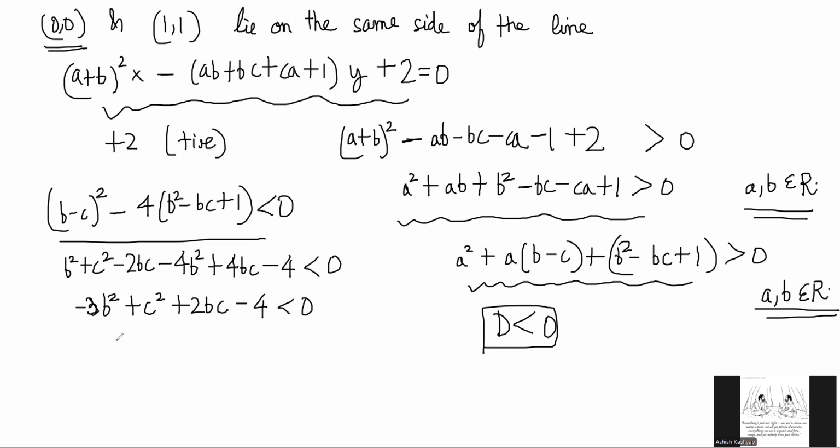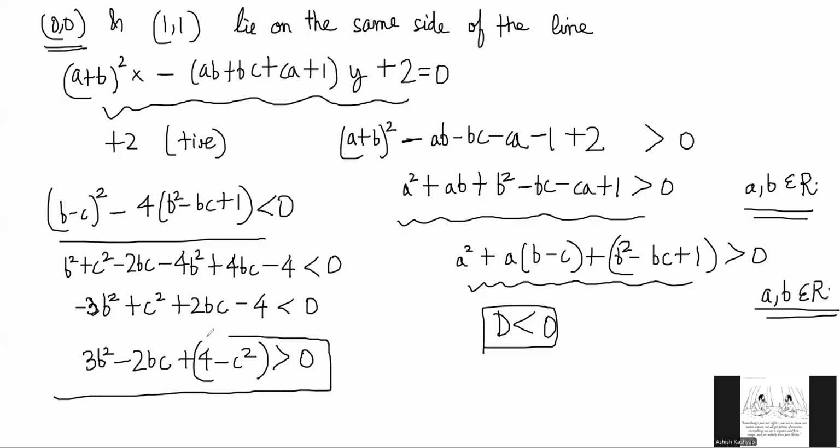And make it a quadratic in b. We can change the sign, so I have multiplied by minus 1. I get 3b square minus 2bc plus 4 minus c square must be greater than 0. And this condition also is true for all a and b real. So for all b, this condition has to be true. So this is a quadratic in b now. And for the quadratic to be always positive, the discriminant of this quadratic should also be less than 0, right?